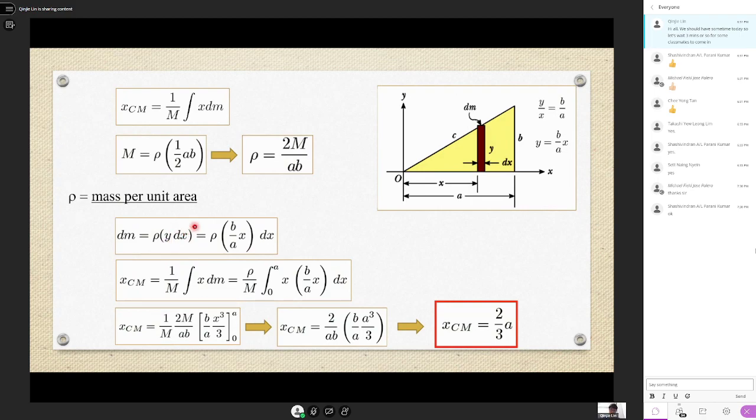And then from here, we can start to put other information inside already. Just now we found that y equals b over a times x. This whole thing we can throw inside here. Okay, that's how we get this equation here.